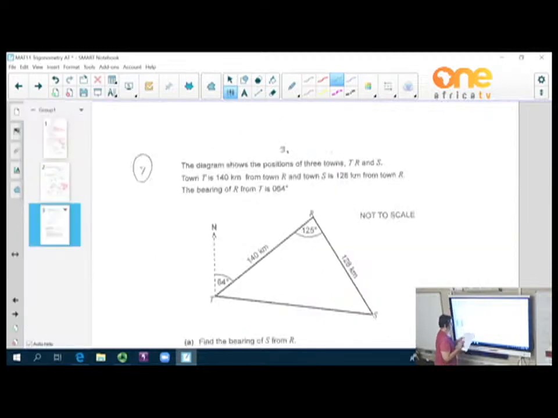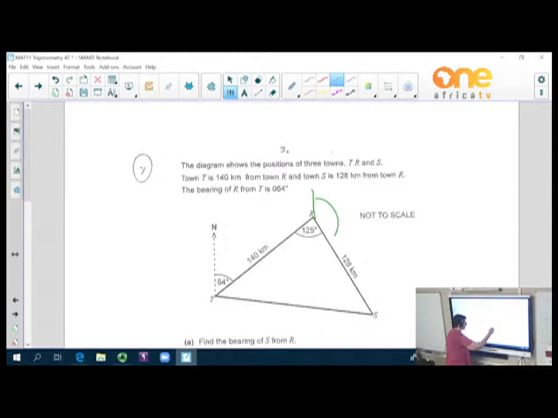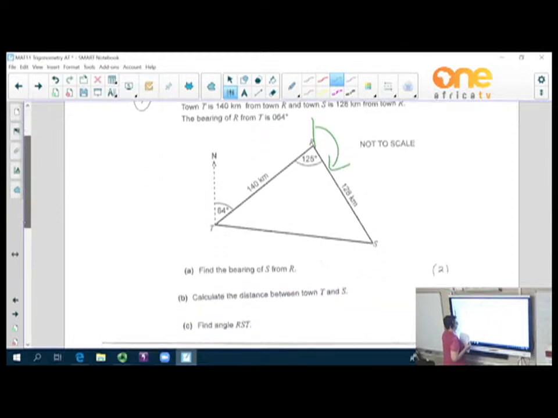Question 7. This is also not a right angle triangle. That's the first question that you should ask yourself. So this is on a bearing of 64 degrees, 140 kilometers. This angle here is 125 degrees. And now the question that they ask us, find the bearing of S from R. S from R means that is what we want to find. That is what we want to calculate there.